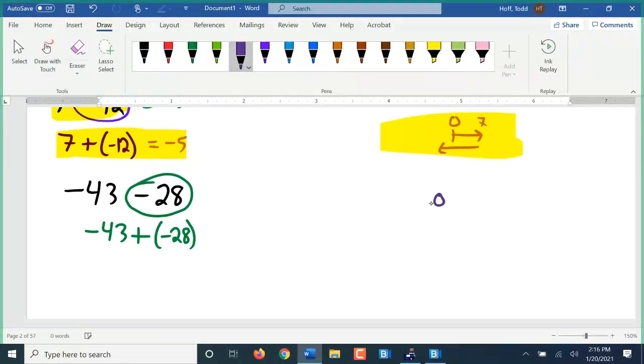So now we can do our vectors. So 0, negative 43 goes this way. Well, negative 28 goes the same direction. Our answer is negative. Add the absolute values. Negative 71.